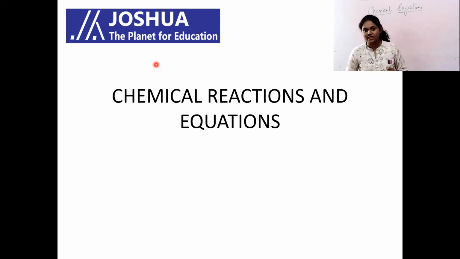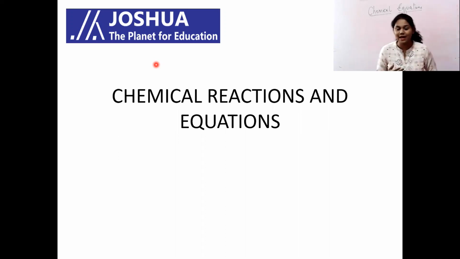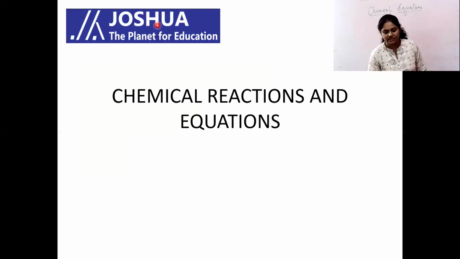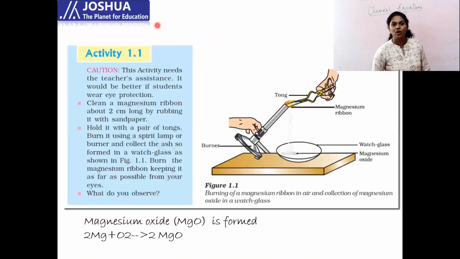So now you know what is a chemical change. Now what is an example for a chemical change? That is what we will be learning. So in your textbook, on the same page, page number 2, you can see a magnesium ribbon experiment. So this burning of magnesium is an example for a chemical change, right? Now, can you see this activity in your book?